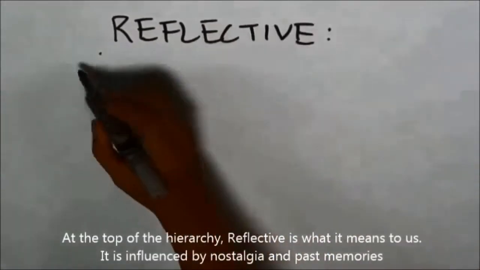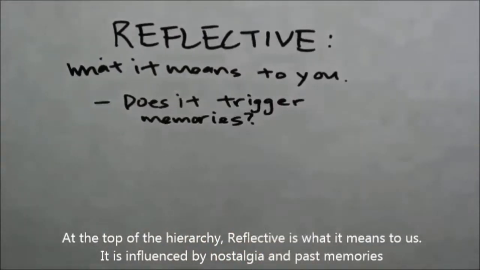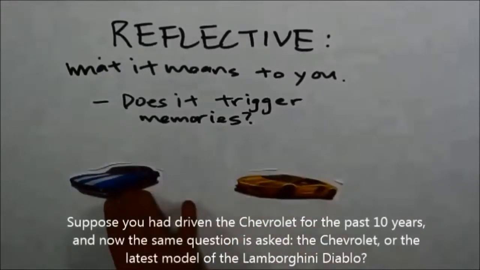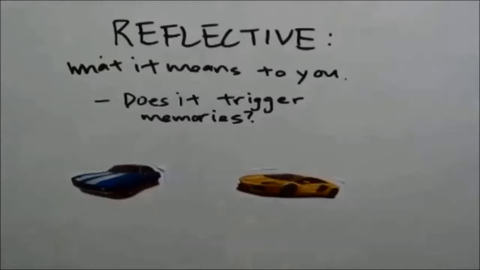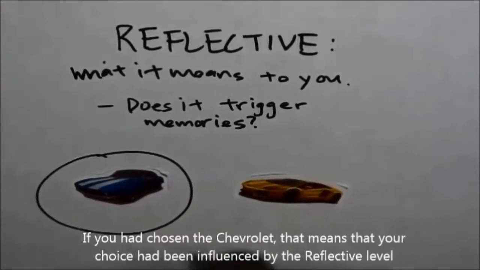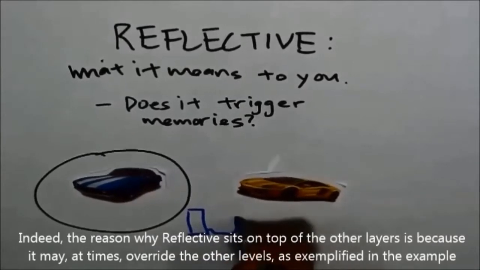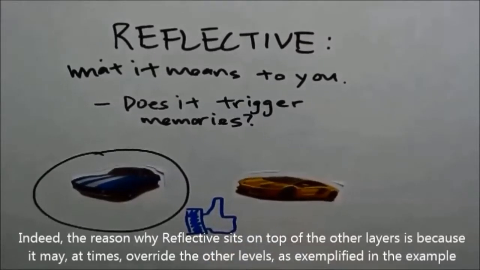At the top of the hierarchy, reflective is what it means to us. It is influenced by nostalgia and past memories. We bring back the example from the past, where you were asked to choose one of the 2 cars. Suppose you had driven a Chevrolet for the past 10 years, and now the same question is asked: the Chevrolet or the latest model of the Lamborghini Diablo? If you had chosen the Chevrolet, that means that your choice had been influenced by the reflective level. Indeed, the reason why reflective sits on top of the other layers is because it may, at times, override the other levels, as exemplified in the example.